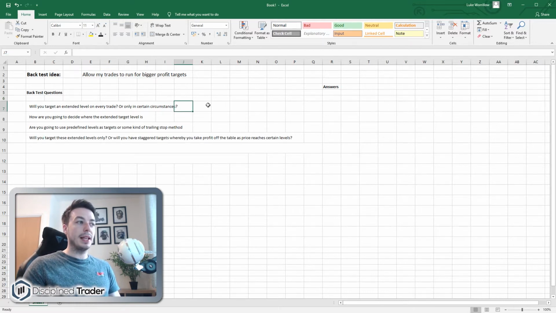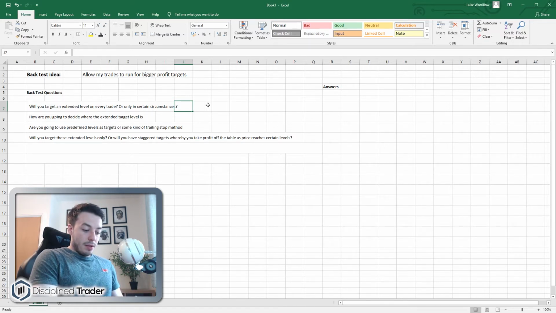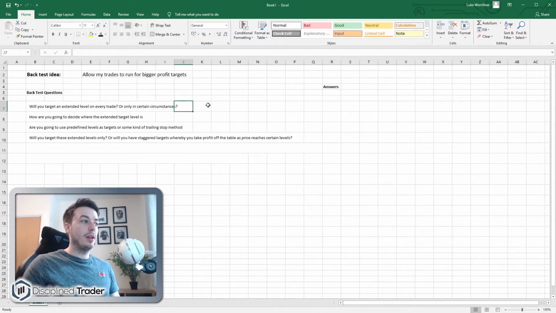Will you target these extended levels only, or will you have staggered targets whereby you take profit off the table as price reaches these certain levels? So this could be like, my current strategy at the moment would have a target around somewhere probably between 1 and 1.5 to 1. You'd probably say keep that target and then maybe have a target beyond that and then another target beyond that, and then you can take advantage of these extended levels because you've hit the first one, potentially hit the second one, potentially hit the third one, or however many targets you want.